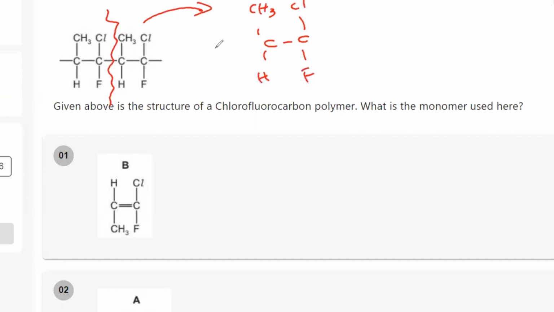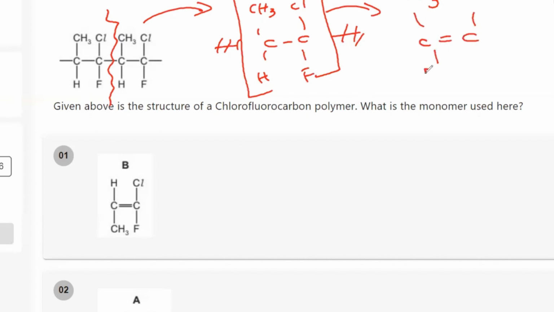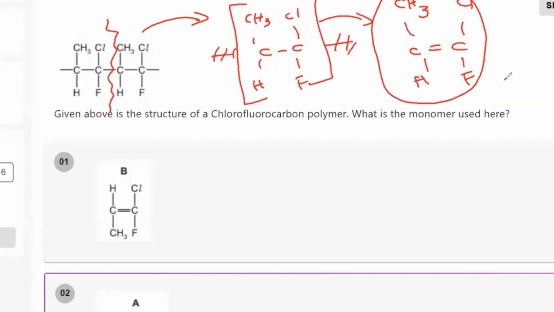CH3, H, Cl, F with two hands extending to either side. This is the repeating unit. And looking at the polymer and the repeating unit, you can say, because in the polymer the bonds are carbon-carbon, just regular carbon-carbon bonds, the monomer should have been a molecule with a carbon-carbon double bond. So instead of these two extending hands to either side, the monomer has to look like this. Carbon-carbon double bond with the same arrangement of atoms. Now all we have to do is match this molecule with the given answers.